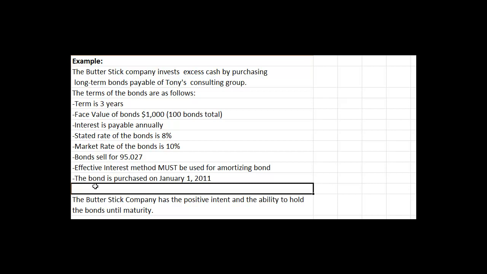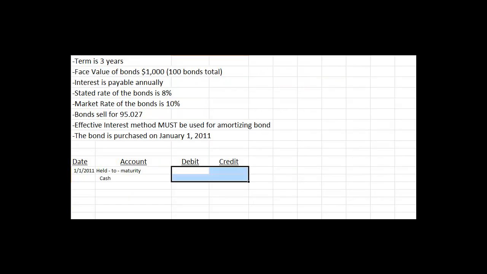I've just pulled out the pieces that are most relevant to working through the mechanical portion of the problem. So hopefully you've already tried this and these aren't new to you. The first part I'm going to walk you through is to record the acquisition of the bond. Now this is very similar to issuing a bond and dealing with a discount or a premium. However, we're on the other side of the transaction.